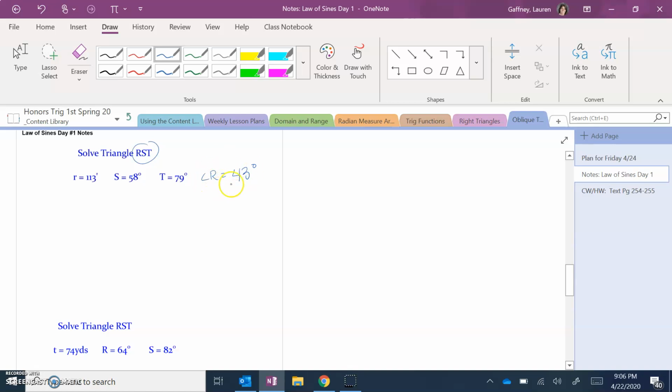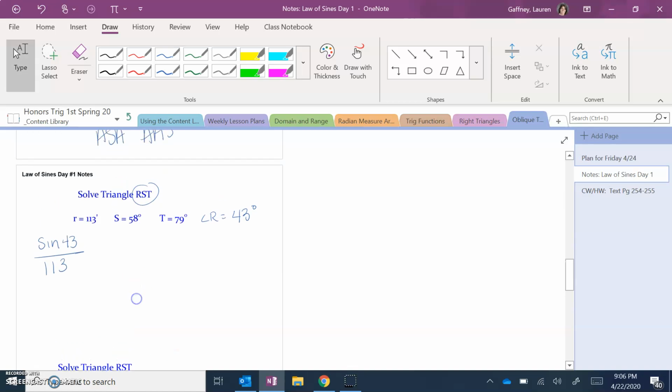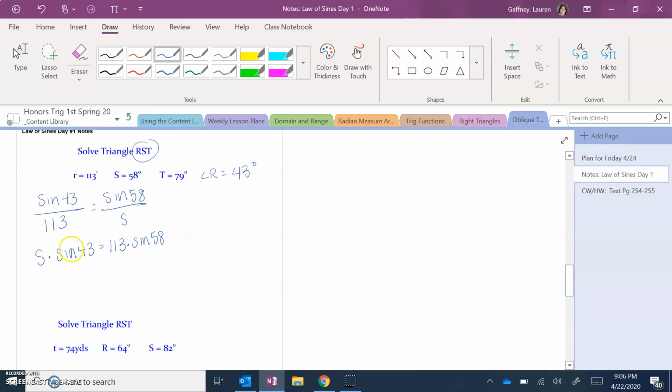But now we could do sine of R over side R. So sine of that angle 43 over the side length R is going to equal sine of, let's do S first, not that it really matters, sine of 58 over side S. So we can cross multiply. S times sine of 43 equals 113 times sine of 58. From there, we're going to divide by the sine of 43. So you could punch in your calculator 113 times sine of 58 divided by sine of 43, and you're going to get that S is 140.5.